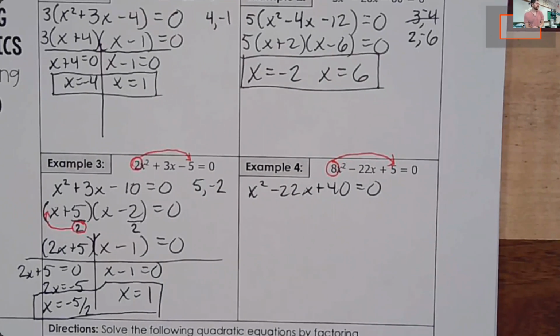Two numbers that multiply to positive 40 and add to negative 22. What do we think? Multiply to positive 40, add to negative 22. Negative 20 and negative 2. Good.